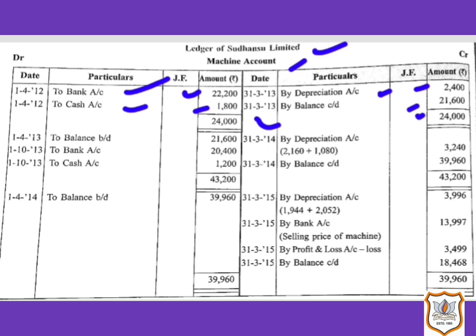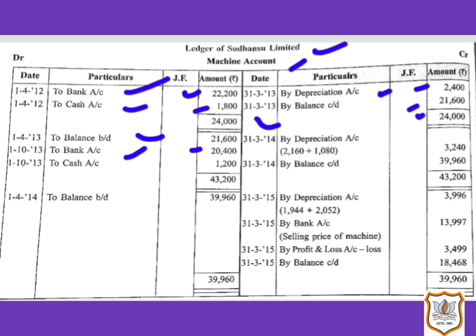Now, this will be transferred to the next year and it will be called the opening balance of the next new period that begins from 1st April 2013 and ends on 31st March 2014. So here we will write to balance brought down. Amount is 21,600. Then in this year, another machine was purchased for rupees 20,400. So here it will be recorded on the debit side of the machine account. In the particular column, we will write to bank account. Date is 1st October 2013, the date on which this machine was purchased.